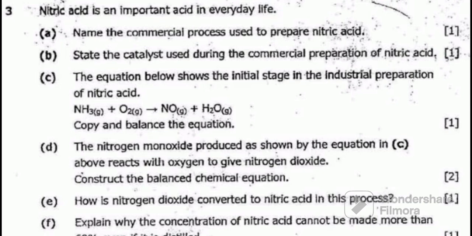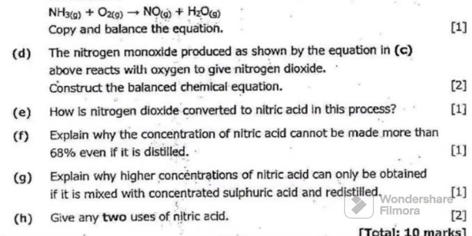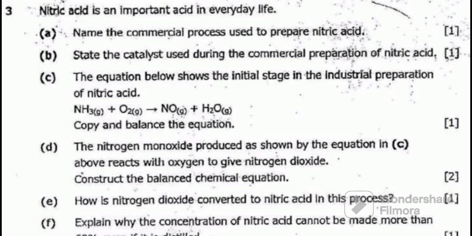Question F. Explain why the concentration of nitric acid cannot be made more than 68% even if it is distilled. So this dilute nitric acid is about 50% by mass. It is distilled but cannot be made more concentrated than 68%.